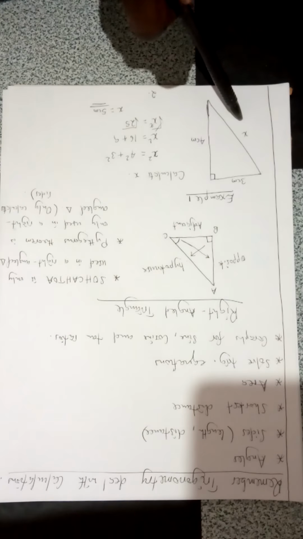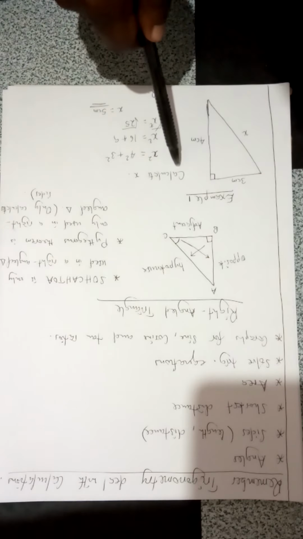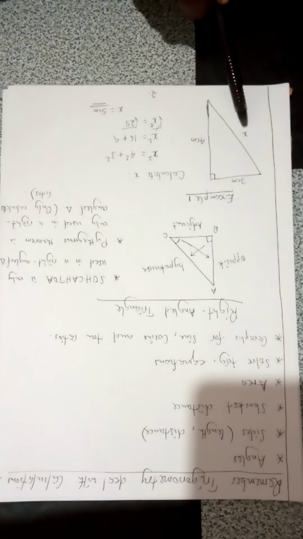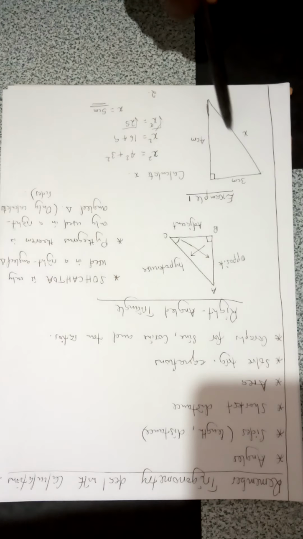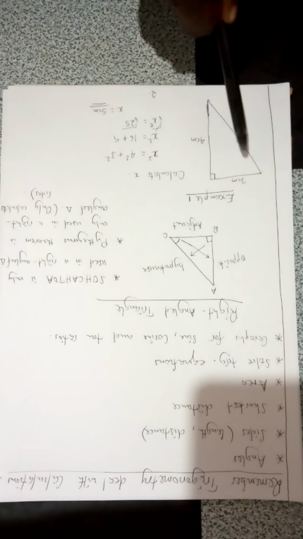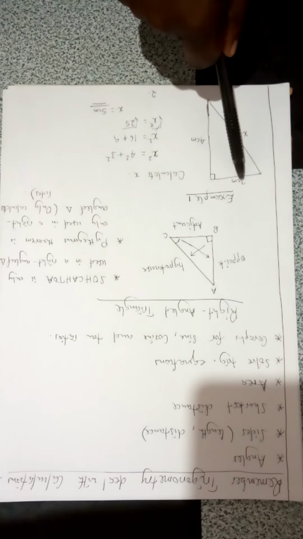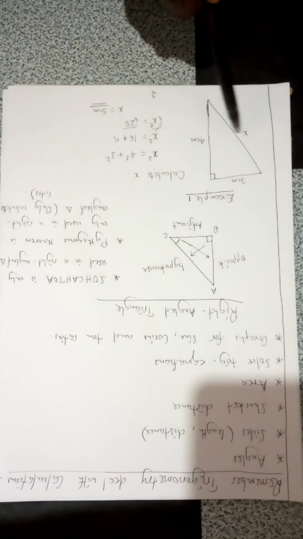Here is a triangle, and we are asked to calculate x. You see where x is? We are calculating the length of the side here. I've been given two sides, which are 3 centimeters and 4 centimeters, and I've been asked to calculate the third side.